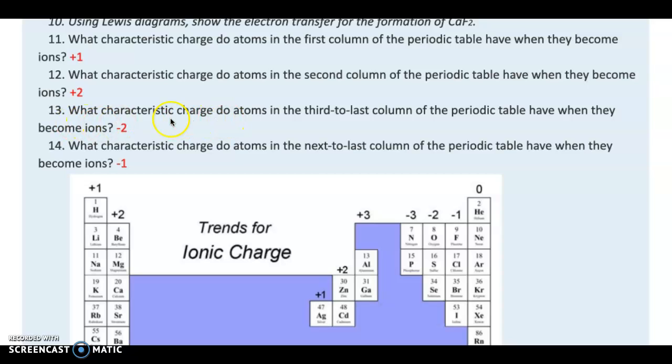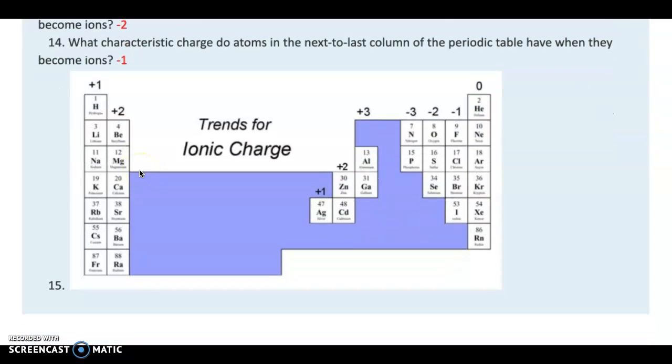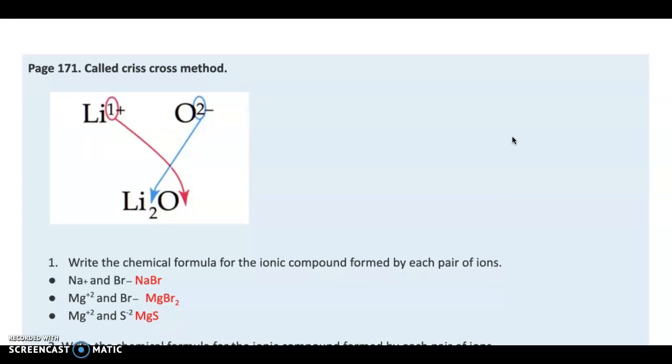What characteristic charge do atoms in the third to last column of the periodic table have when they become ions? Be careful. Third to last column. This is our last. Second to last. Third to last is -2, right? Correct. And then they're asking about next to last column. This is our next to last column, and they get the charge -1. Okay, so this is a very helpful table. If you can memorize the charges that go for each column, that would be awesome. Saves you a lot of time.